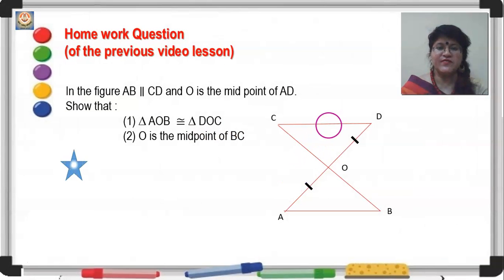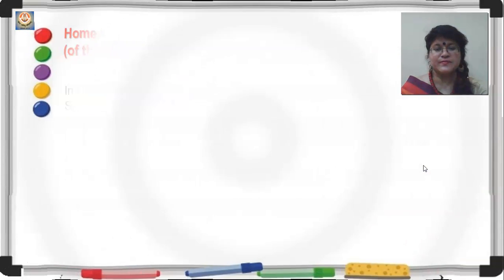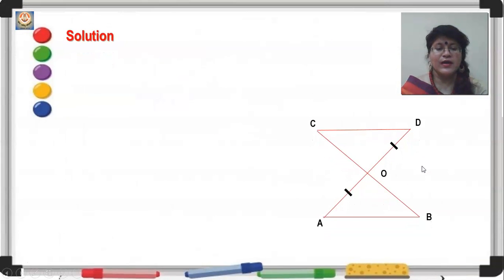Now this question was given as homework and I hope you have solved this in your geometry notebook. Let us discuss the solution for this question. Now it is given that AB is parallel to CD, right? So you could either take BC as a transversal or you take AD as a transversal. The choice is yours. Now I have taken BC as the transversal.